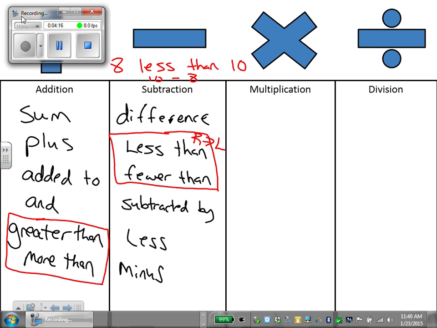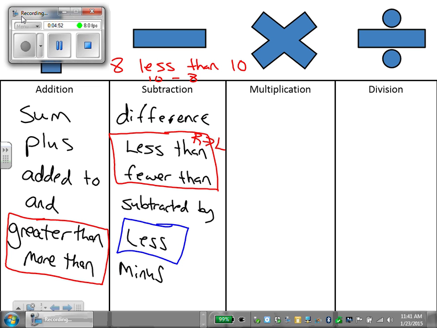But when you do less than and fewer than, is it okay if you write those backwards? No. If you write those the wrong way, like if you said 8 minus 10, that would be wrong, because technically that's equal to negative 2. You have to go backwards on these, okay? I'm also going to highlight, in a different color, the word less. Is the word less the same thing as less than? No.